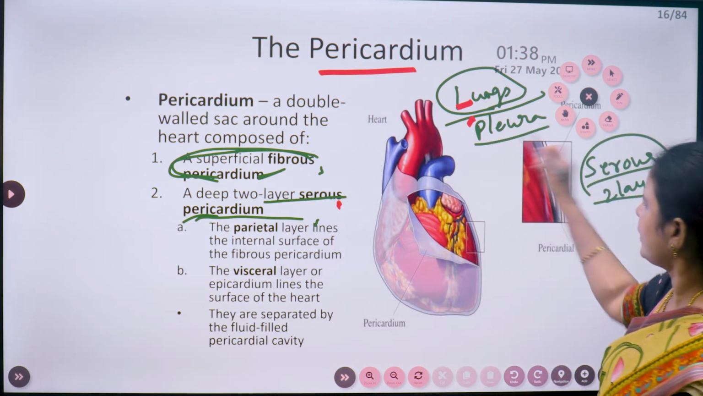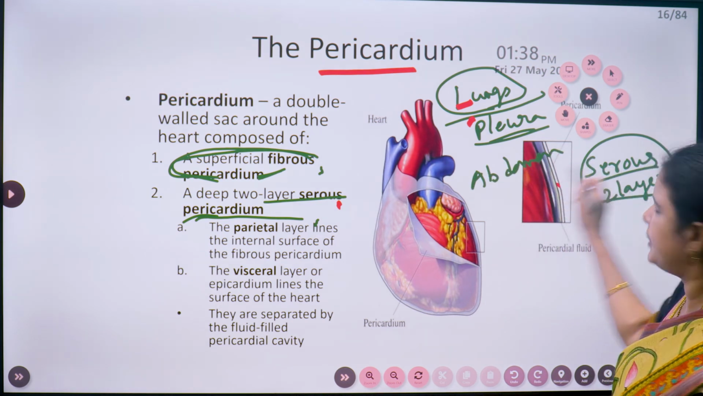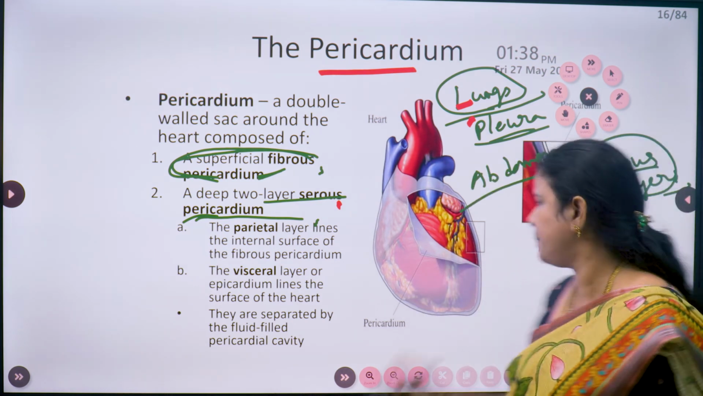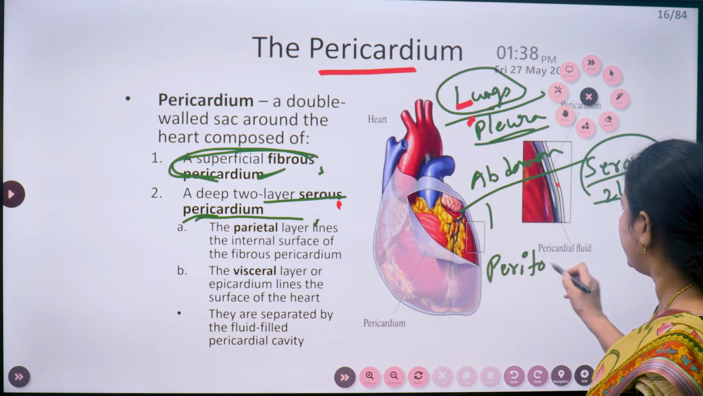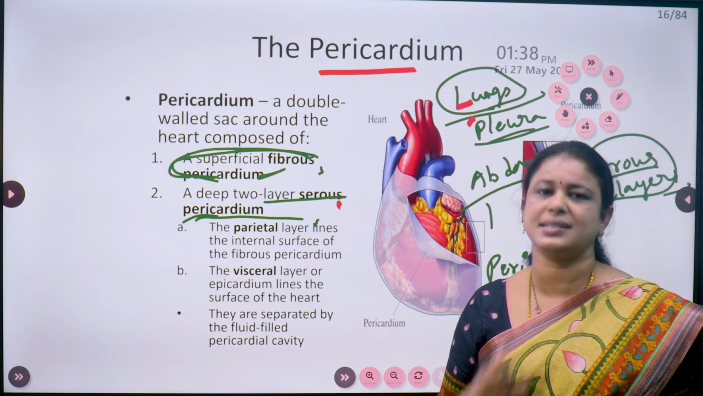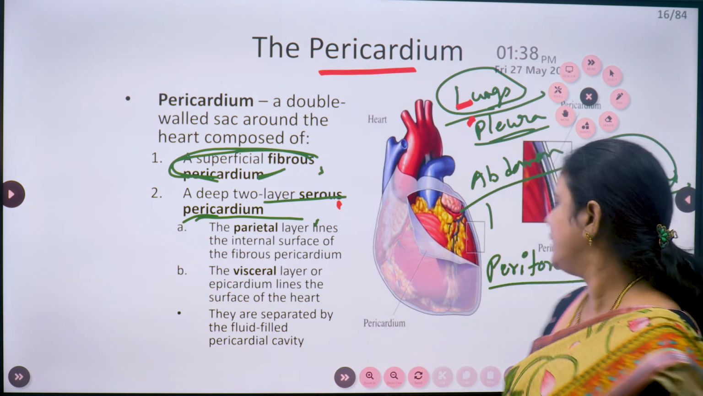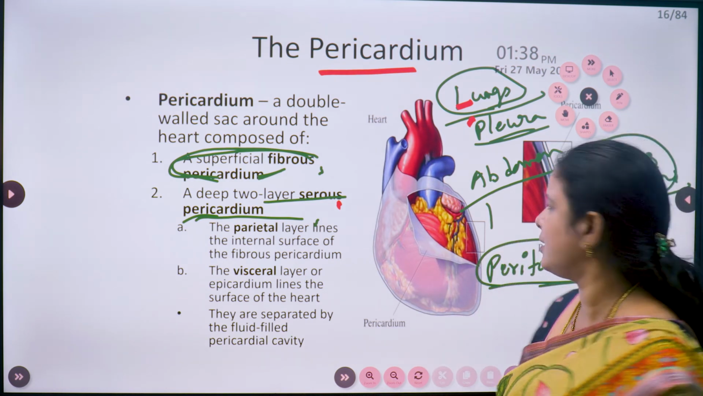And the abdomen. The serous membrane which covers the abdomen, we call it the peritoneum. The peritoneum is the largest serous membrane in our body.